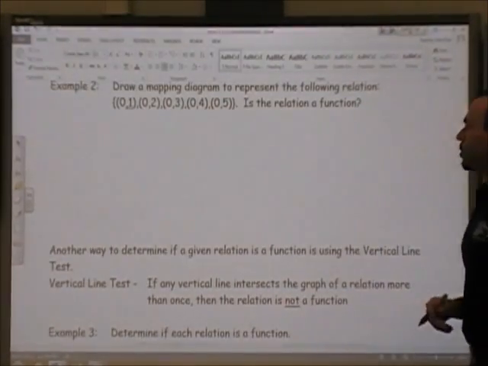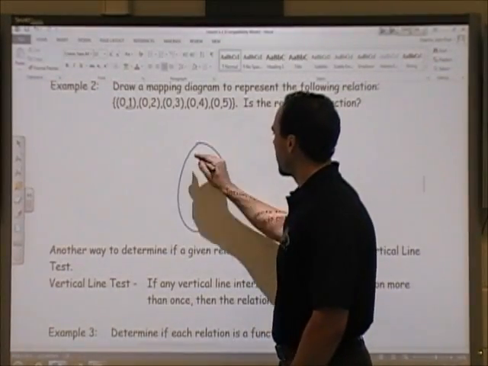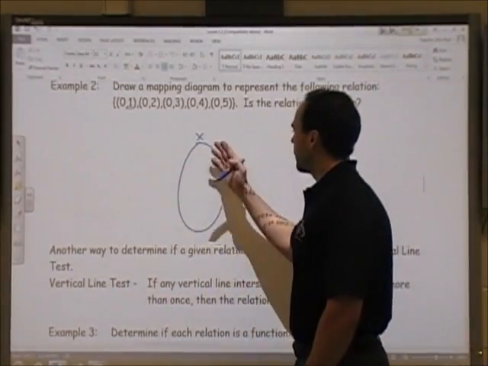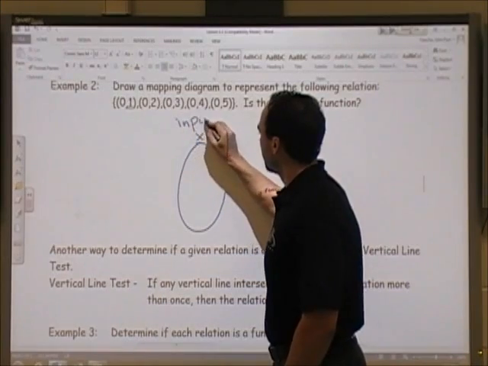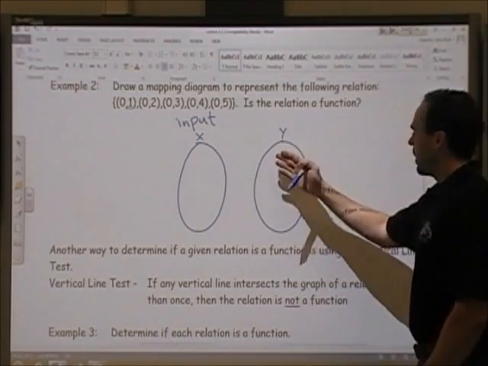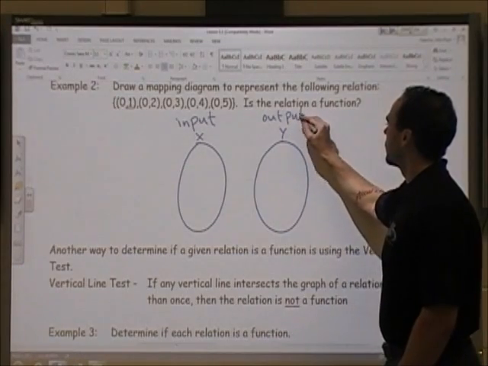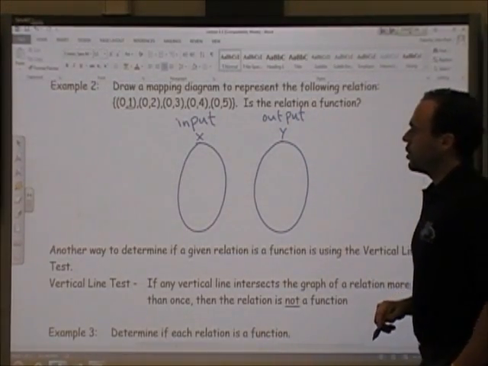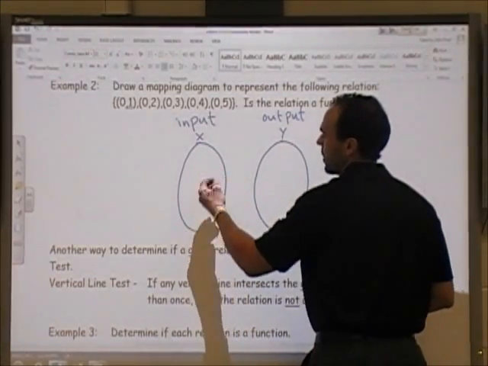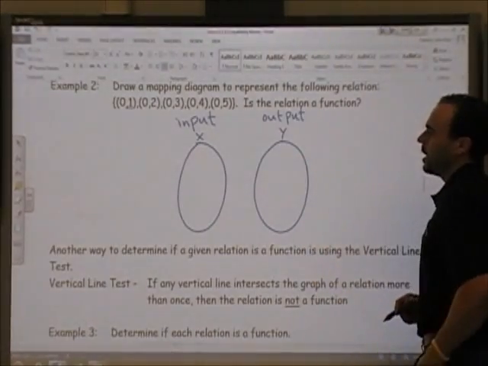So this is the way you draw a mapping diagram. The mapping diagram has 2 compartments. The first compartment is your x compartment, the map of your x's, or your input compartment, is here. And then you draw another compartment for your y values, or your outputs. What you're going to do is put all the values that involve x inside of the input, and all the y values from my ordered pairs in my output.